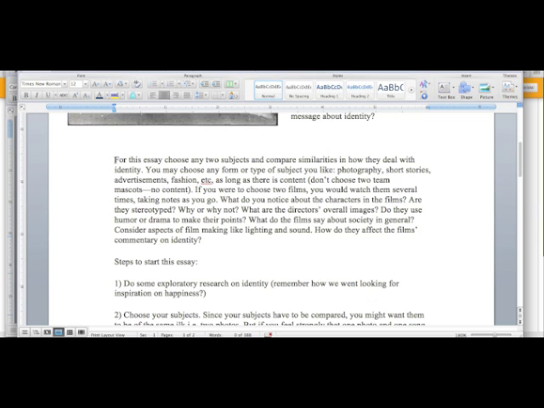For this essay, choose any 2 subjects and compare similarities in how they deal with whatever form of identity you think they deal with. You may choose any form or type of subject you like: photography, short stories, advertisements, fashion, as long as there is content. So I don't know if 2 team mascots, I'm not sure if there's really content. What I mean by that is there has to be some sort of data on your subjects.